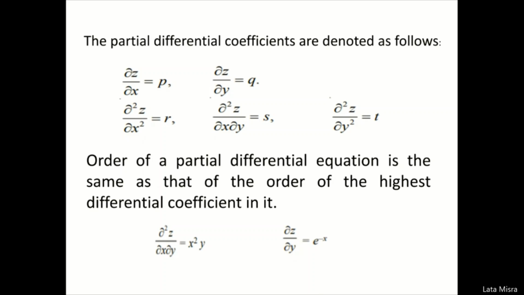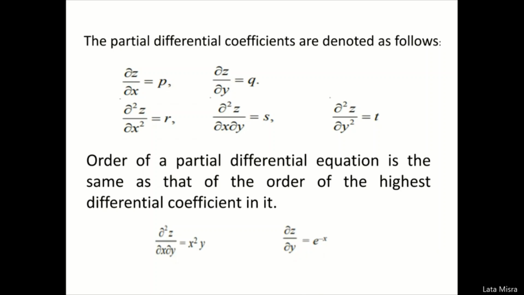So the notations used in PDE are: del z by del x equals p, del z by del y equals q, del 2z by del x square equals r, del 2z upon del x del y equals s, and similarly del 2z upon del y square equals t. Whenever we use del z by del x, we use p, and the other terms q, r, s, t are also used similarly.